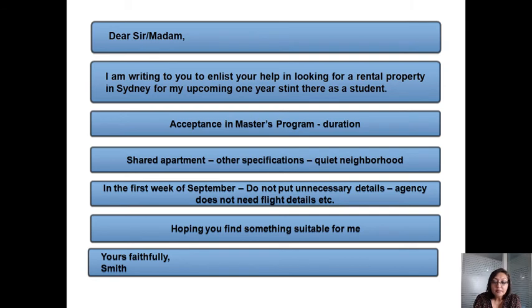Okay, after all the bullet points have been covered, you need to end with hoping you find something suitable for me soon. This will obviously change as per the demands of the question, but in this case, you're asking them to look for an apartment. So you say hoping you find something suitable for me, and you end a formal letter with yours faithfully and giving your name. So that is how you will go about it.